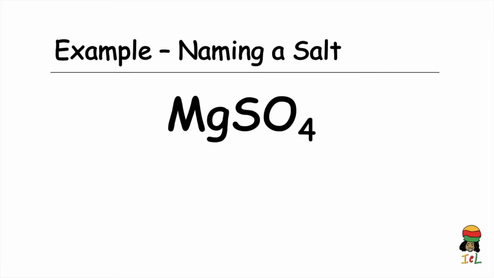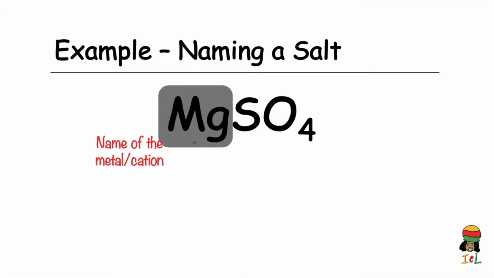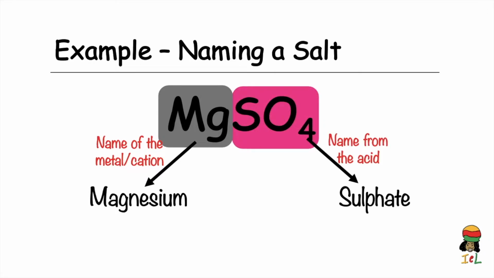So it's time for our first example. In this example, we are required to name the salt that has the chemical formula MgSO4. The first part of the formula is the metal, and if we look at the periodic table, Mg comes from a group 2 metal called magnesium. The second part of the salt comes from the acid from which it was made, and in this case it would be sulfuric acid. Sulfuric acid has a formula H2SO4, so SO4 would come from sulfuric acid, and sulfuric acid forms sulfate salts.